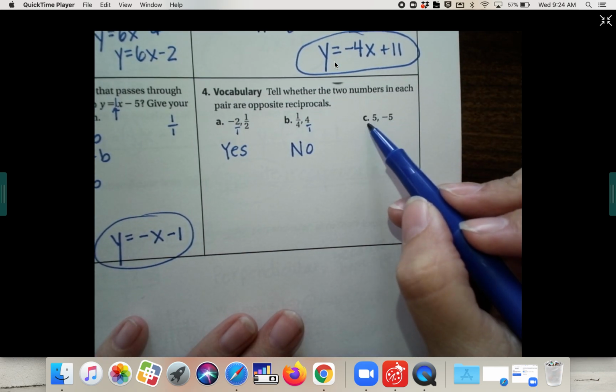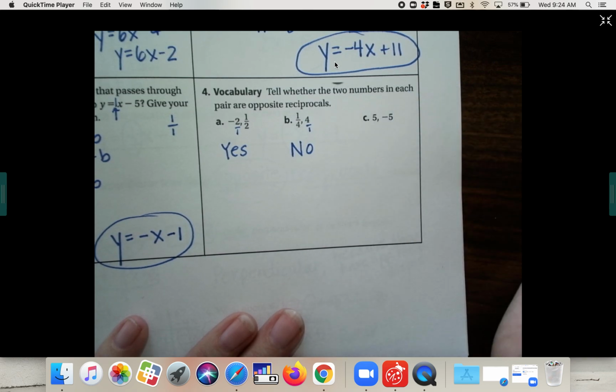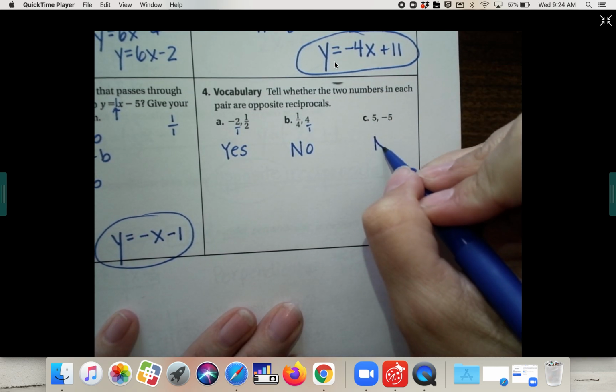And then these are opposites. One's positive and one's negative, but one was not a reciprocal of the other, so this is also no.